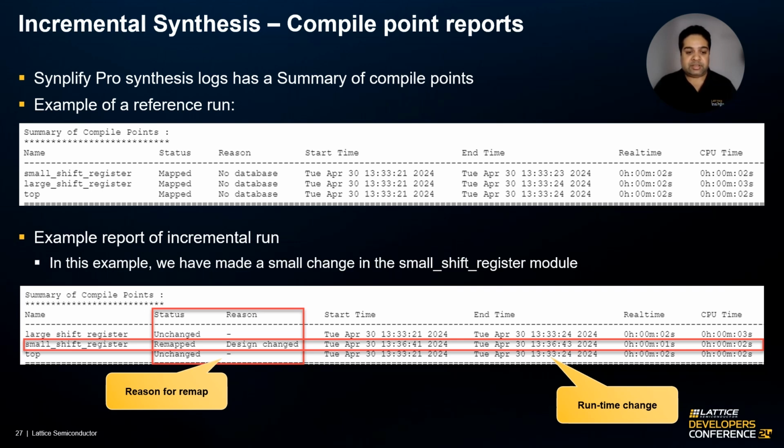In the next section, we talk about the example report of an incremental run. In this example, we've made a small change in the small shift register module, and now you see the change in the report. In the image here, we see the small shift register. The status of it is changed to remapped, the reason being design changed, and you can see the timestamp change also.